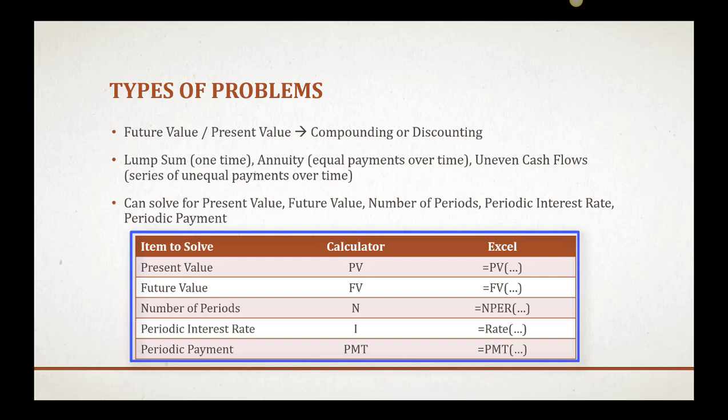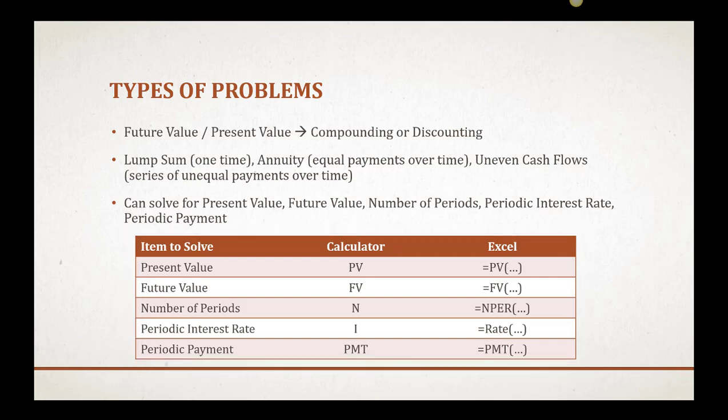In terms of how we do those calculations, in a calculator, the PV key on most time value calculators is going to solve for the present value. There's an FV key that solves for the future value. There's an N key that will solve for the number of periods, an I key for the periodic interest rate, and then a PMT key that does the periodic payment.